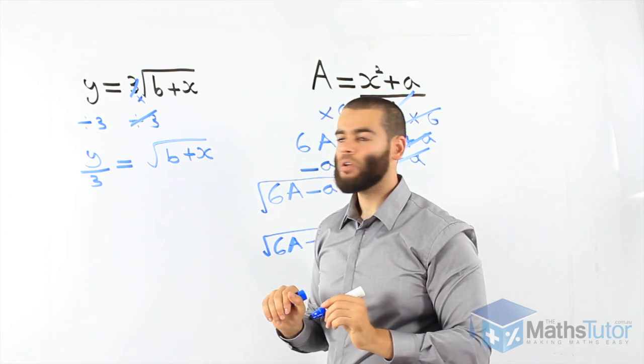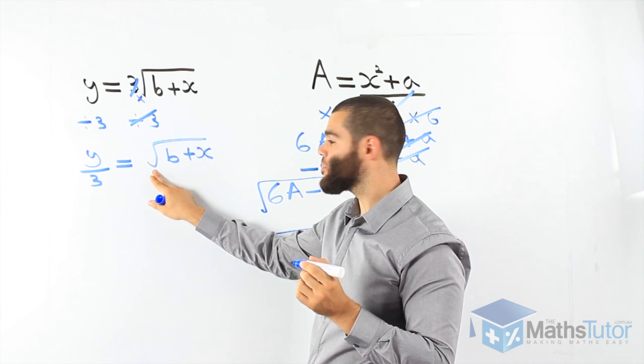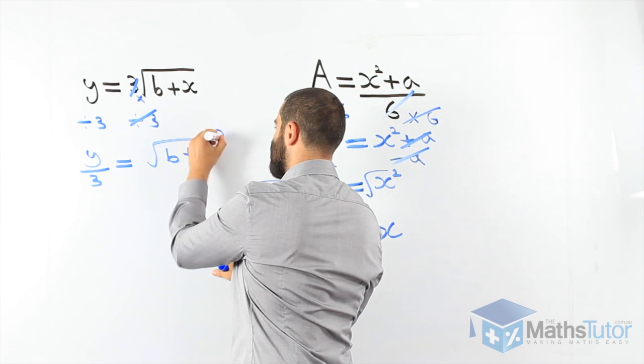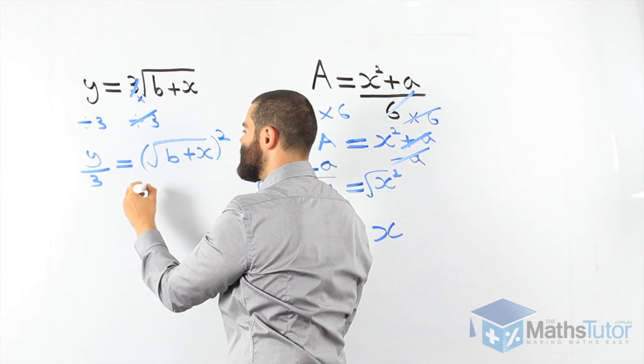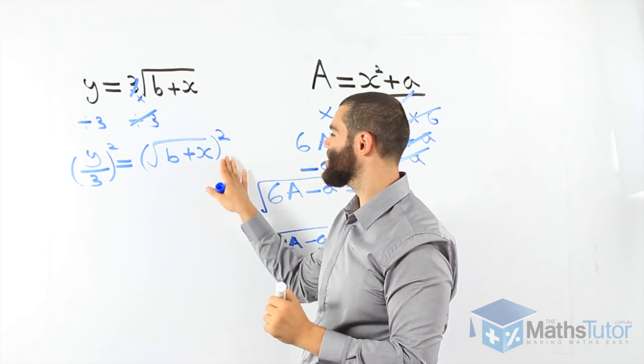So we have completed this far. Now we want to cancel the square root sign. The opposite of square root is square. So we square this side, and of course we square the other side. What we do to one side, we do to the other.